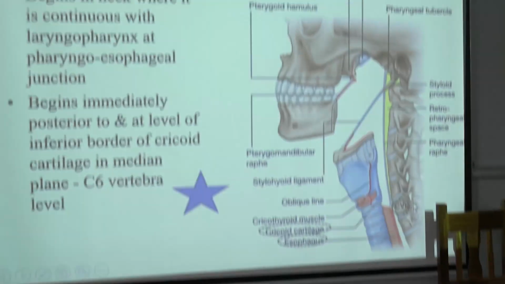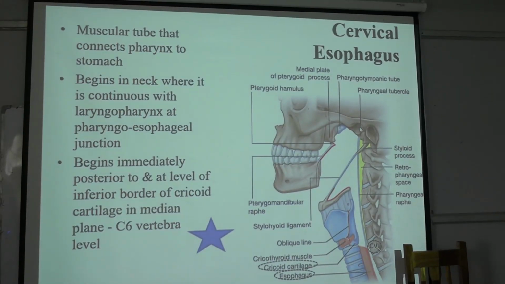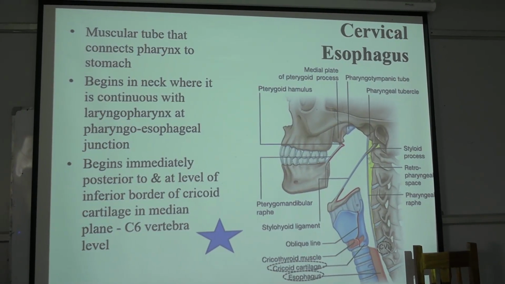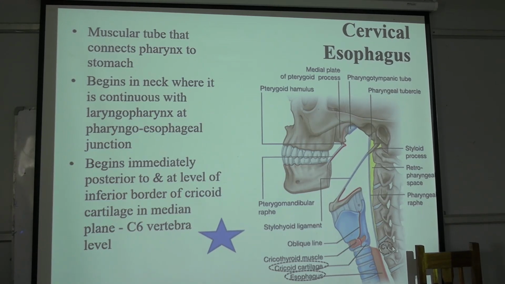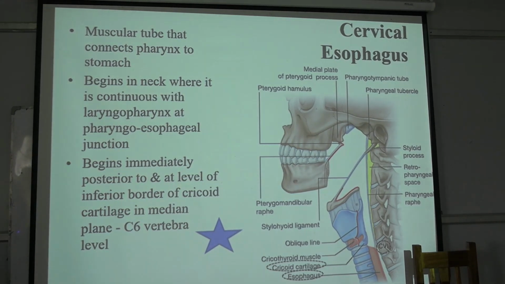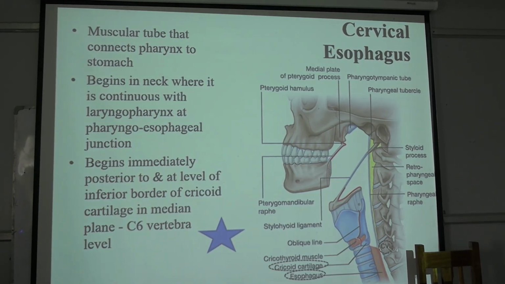Now the esophagus has relationships: what is present in front and what is present behind. In front of it we have the tracheal tube, and behind it we have the vertebral column. On the sides, in the neck region, we have the great vessels running through here, the carotid vessels. So we have the carotid sheath with its contents. What are the contents of the carotid sheath?